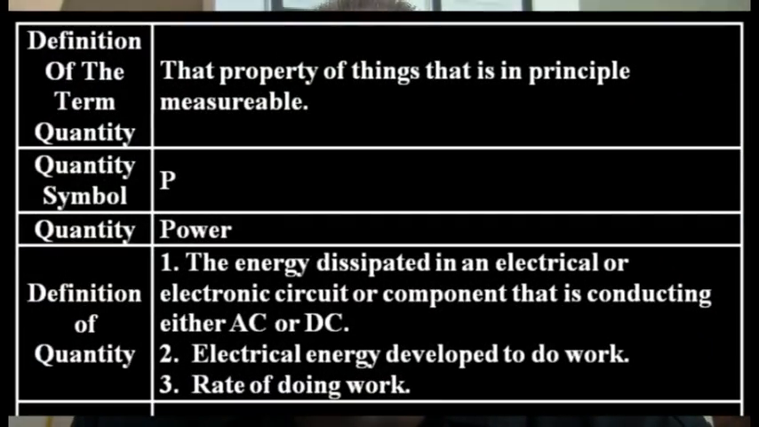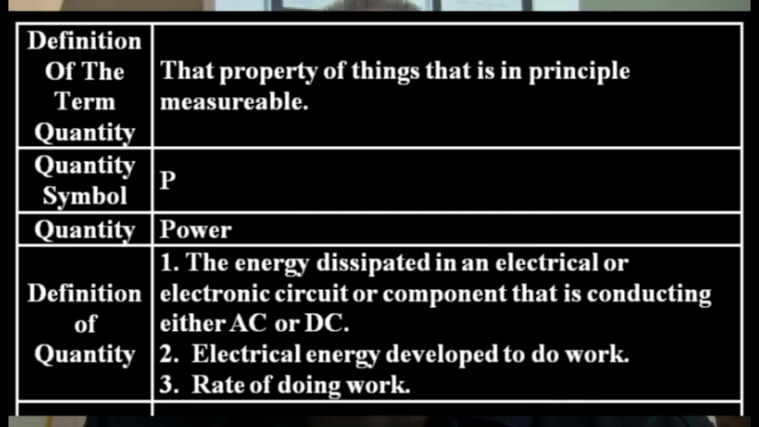Alright, so let's go on to the next thing here. Definition of the term quantity, again, is the property of things that is in principle measurable. And that corresponds to this P here. That's what P is. It's quantity. It's not a unit, it's quantity. And the unit for power is, of course, the watt. And that becomes a unit. It starts out as a quantity, and then it's adopted as a unit of measurement, or a measurement for the unit, and then it becomes what's called a unit.